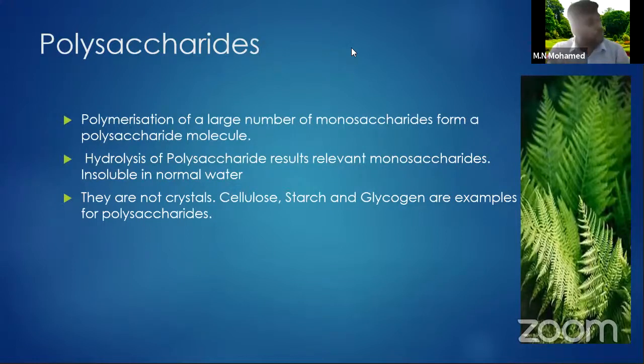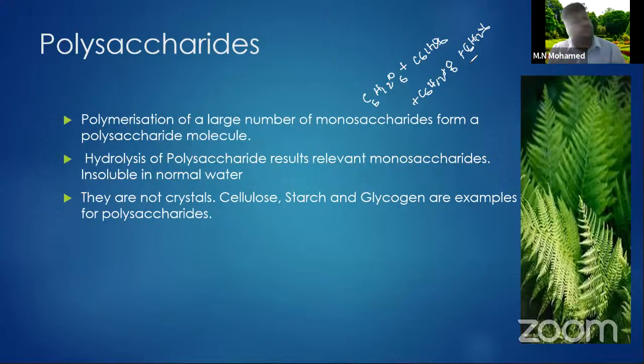You don't study it now. Definitely you will study it in the grade 11 part 2 book, in the unit on organic chemistry. At that time you will learn what polymerization is. For example, C6H12O6 plus C6H12O6 plus C6H12O6 plus C6H12O6, like that. A lot of monosaccharides form polysaccharides. As I mentioned earlier, 200 glucose molecules form one starch molecule.